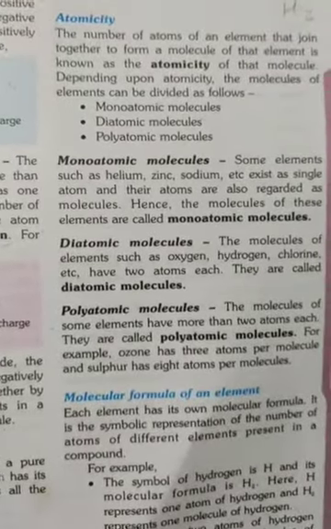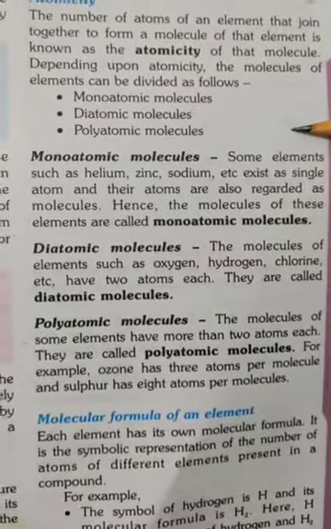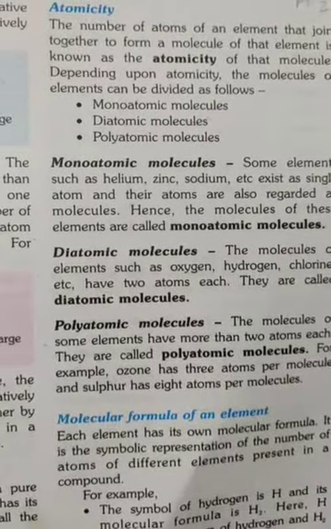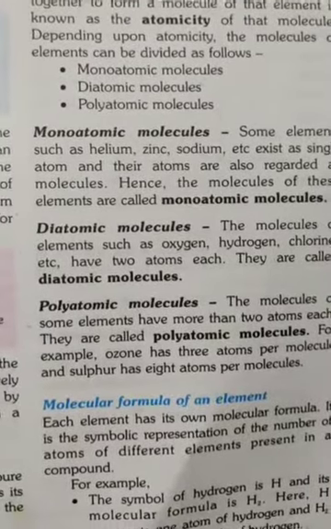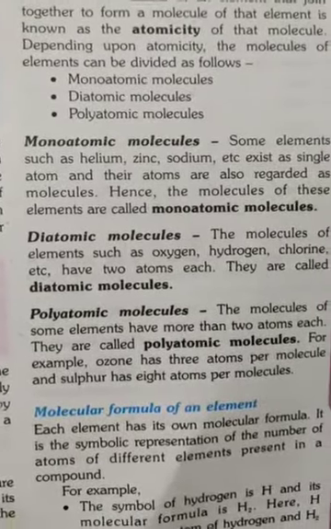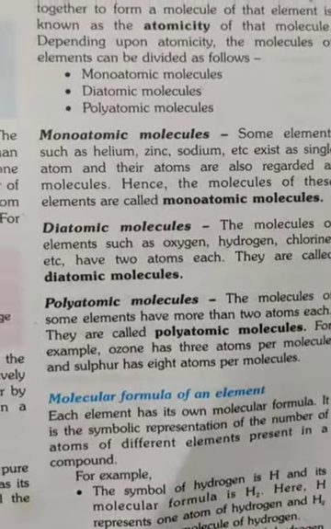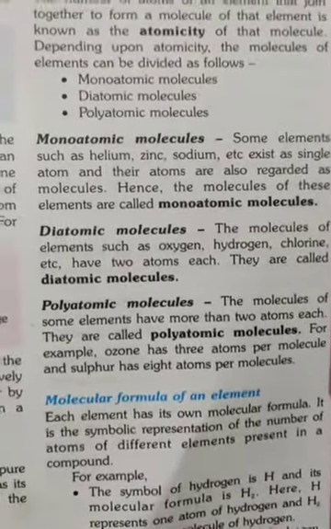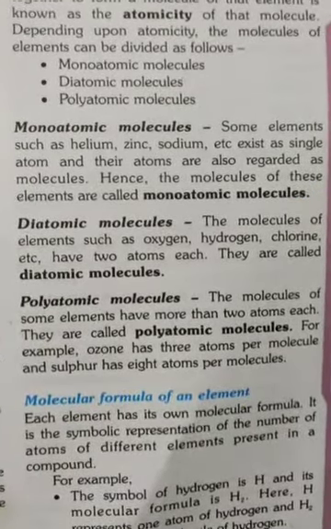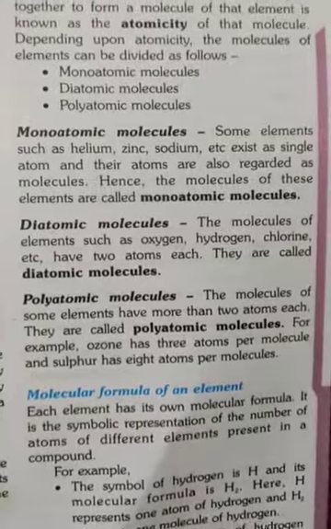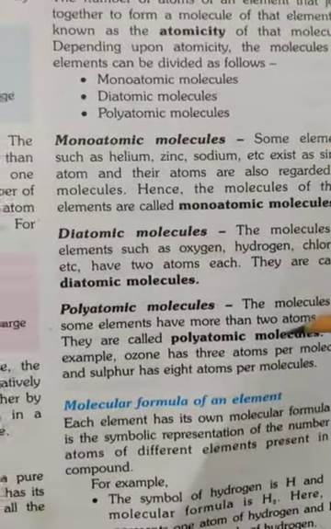What are monoatomic molecules? Some elements such as helium, zinc, sodium can exist single. They do not need 2 atoms to join together. They exist as a single atom and their atoms are also regarded as molecules. Hence, the molecules of these elements are called monoatomic molecules. Why are they called monoatomic? Because they can exist single. They do not join together.